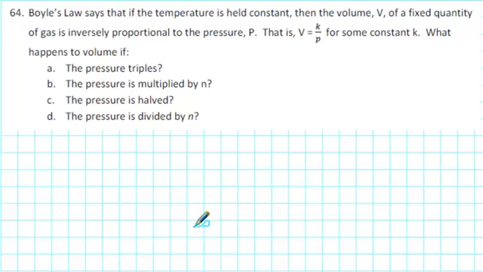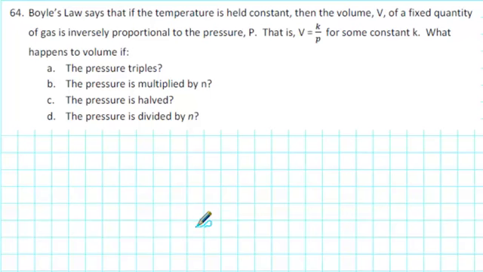Boyle's law says that if the temperature is held constant, then the volume V of a fixed quantity of gas is inversely proportional to the pressure P. That is, V is equal to K divided by P for some constant K. What happens to the volume if the pressure triples?